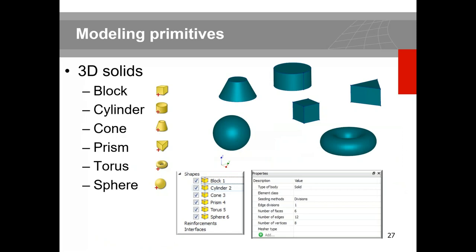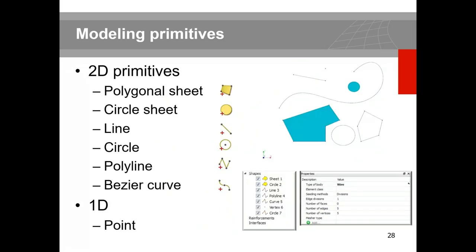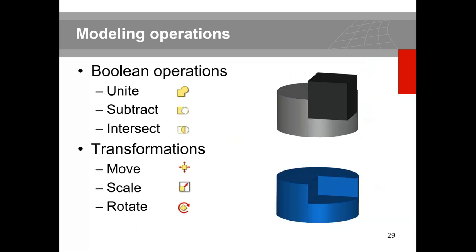Otherwise, if you want, you can, of course, use the basic tools we offer in terms of modeling primitives and start your model from scratch. Diana is fully designed for that. So we offer different modeling primitives in 3D, such as a block, cylinder, cone, torus, or sphere, but also in 2D and 1D, going from the polygonal shape to the point, basically, which are the different geometrical entities that you can create in Diana IE. You can perform different modeling operations, such as unite, subtract, or intersect, or some transformations, move, scale, or rotate. These are quite natural functions.